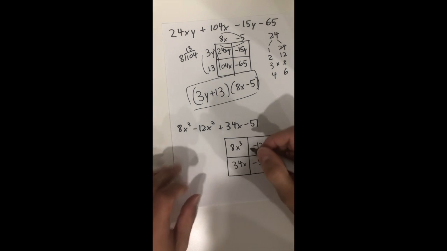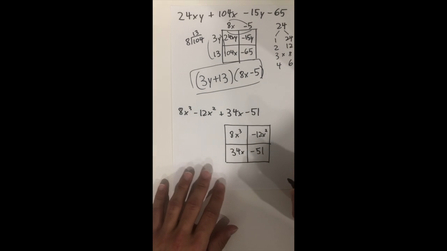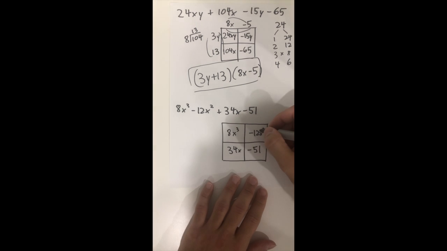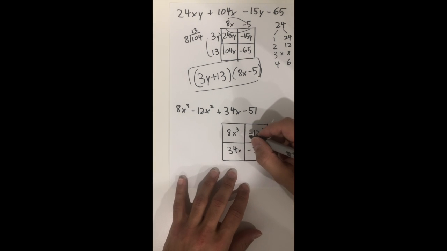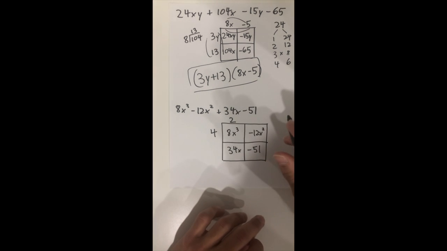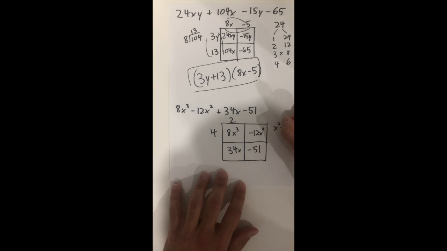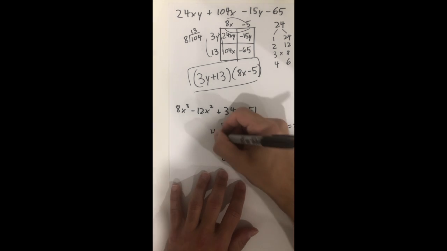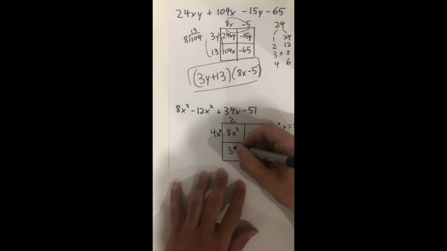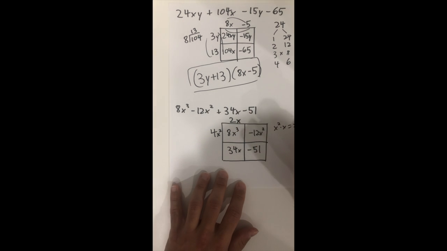Okay, now I have 8x cubed, so there's a couple different ways I could split this up. I know there's 1 and 8 and 2 and 4, so I'm going to put my 4 over here and my 2 over here. Now, since x squared times x is x cubed, and here I have negative 12x squared, it would make sense for me to put the x squared over here. And since this is 34x, it would make sense for me to put the x over here with the 2. And same thing as before, all the squares inside are filled up.